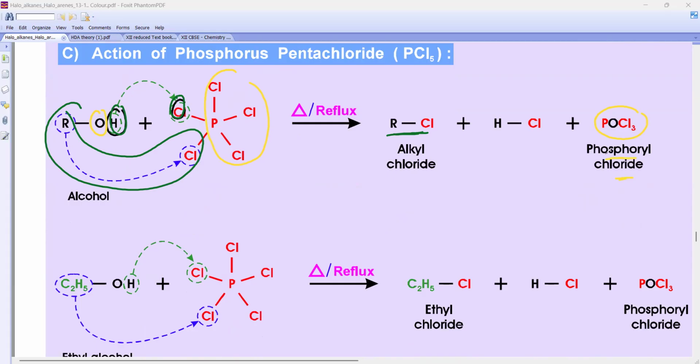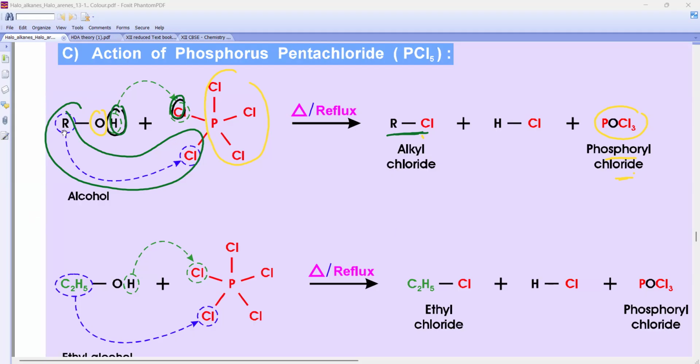Nobody is interested in this. We are interested in this: alkyl chloride. Is this clear? Then you will ask, sir, why have you not written PBr5 and PI5? PBr5 won't be formed. Why? Because the size of bromine is big. So only 3 bromine can surround phosphorus. For the 4th and 5th bromine, there will be no place to enter. Are you getting it? Steric hindrance. What do we call it? Steric.